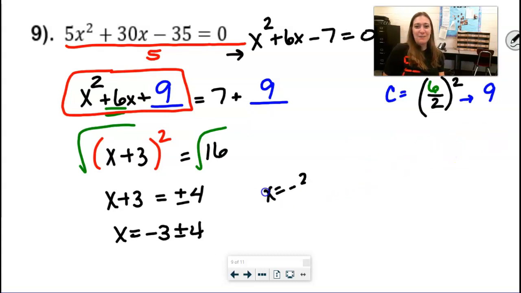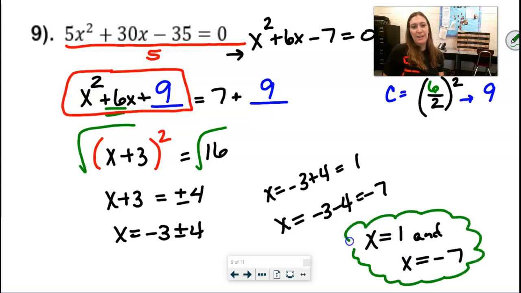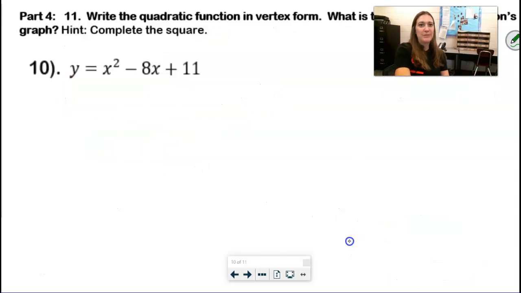X equals negative 3 plus 4, better known as 1. And x equals negative 3 minus 4, better known as negative 7. So your 2 solutions are x equals 1 and x equals negative 7. So I reiterate, if you have solutions that come all the way down to integers, I need to see your 2 integers separated, please. If you want, you can just separate every single question all the time. Then you always have a habit of doing that.